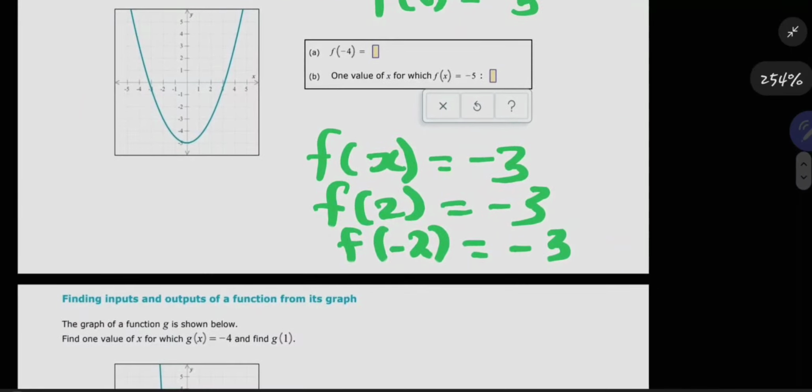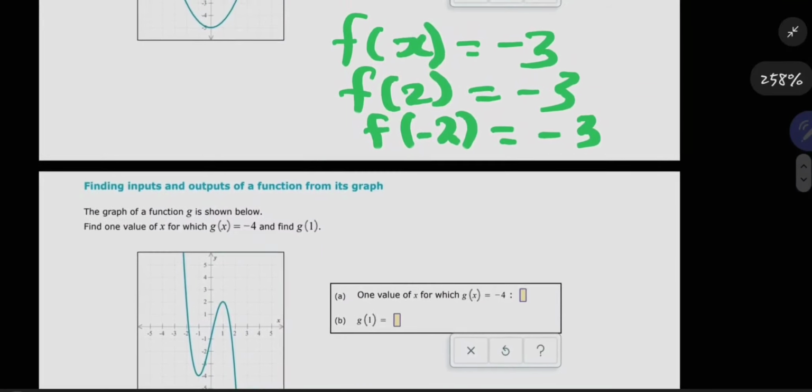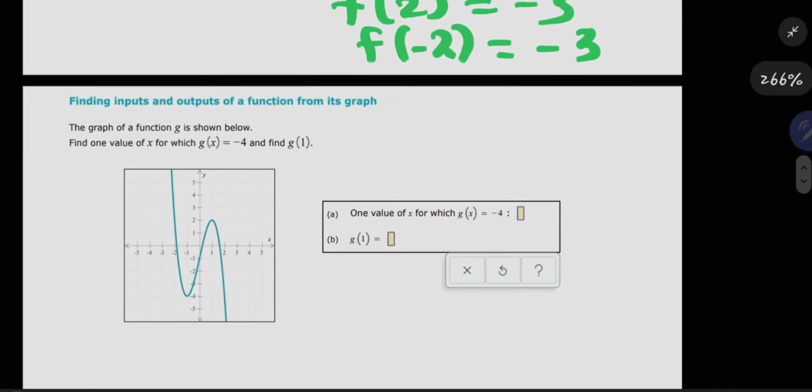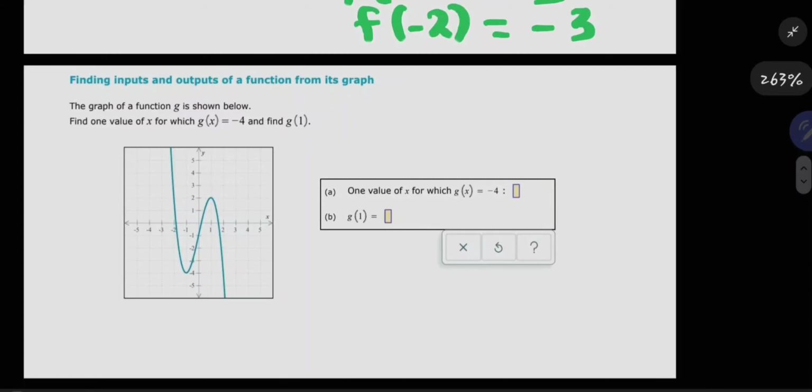So the next one should be an assignment for you. Take a look at it. You want to find g of 1, and you want to find x when g of x is -4.